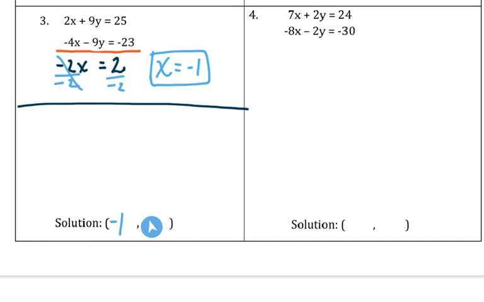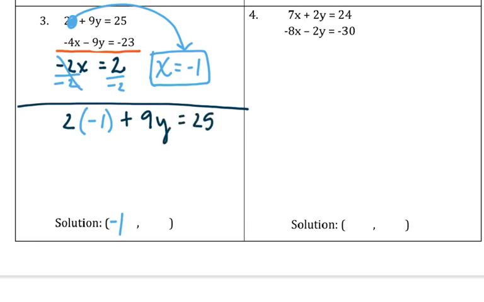So to solve for y, I pick one equation. I'm going to pick the first one. There's some nice positive numbers in that first one. I'm going to write 2. However, instead of x, I know that the x value, we just said x is negative 1. So instead of this x, I'm replacing it with what I know the x is, which is negative 1, plus 9y equals 25. And now I can solve. 2 times negative 1 is negative 2, plus 9y equals 25.